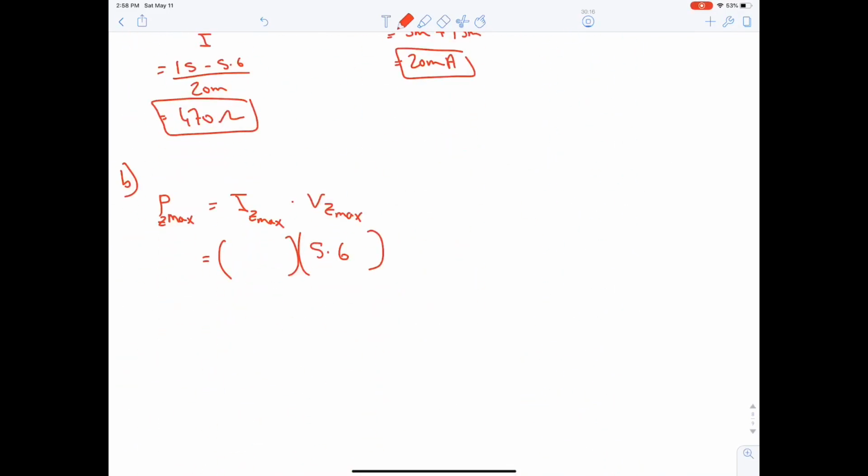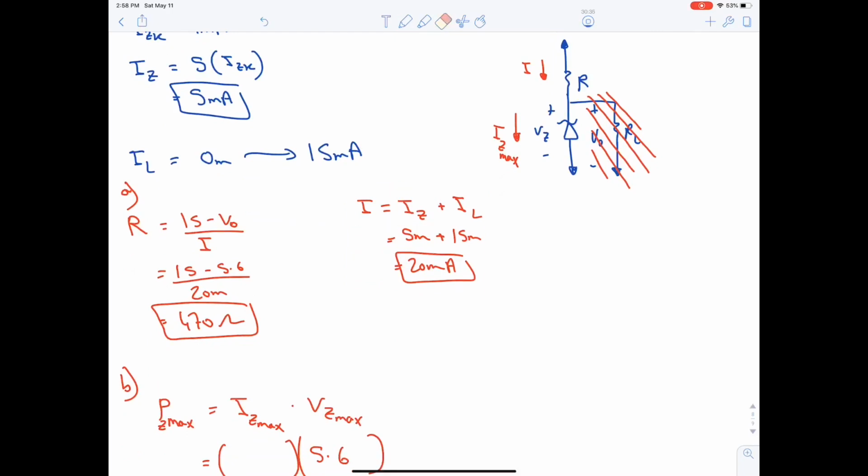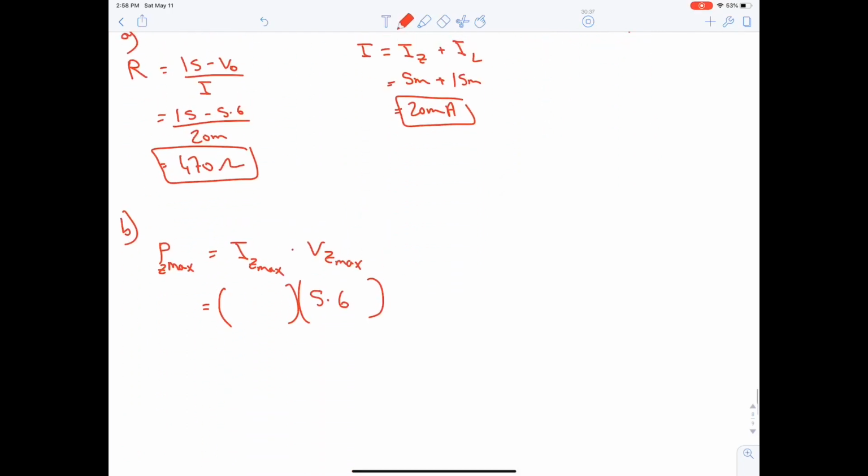Now what is the maximum current? What is the maximum Iz? If you want Iz to be maximum, then you need to eliminate the load resistance. So IL is 0. When IL is 0, then I will equal to Iz. Hence, Iz is equal to I, which is 20 milli. This is the maximum power, which is equal to 112 milliwatt.